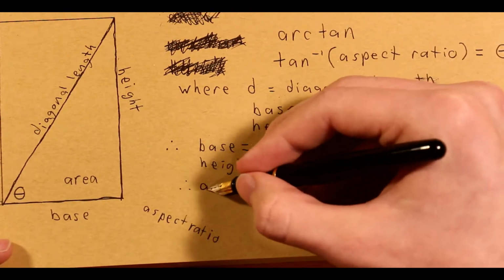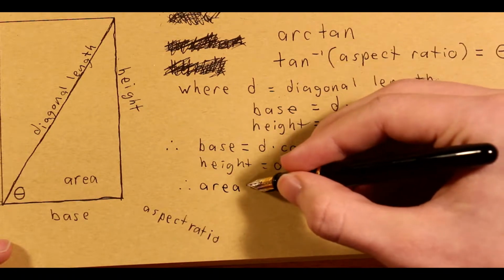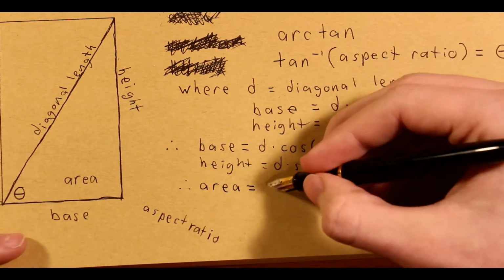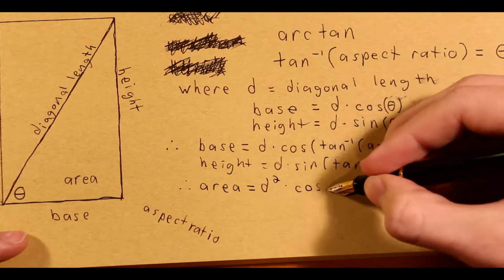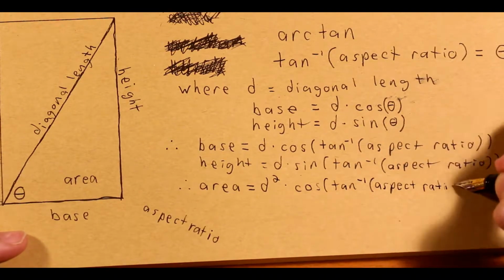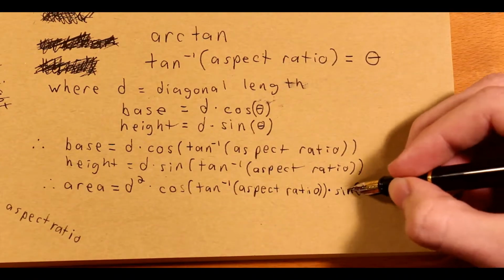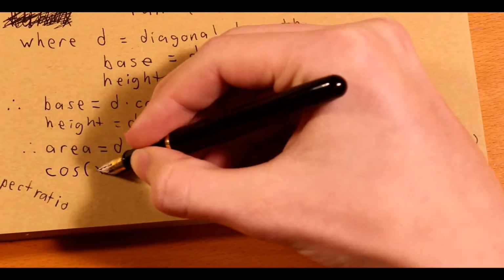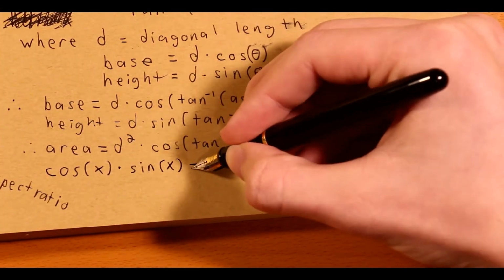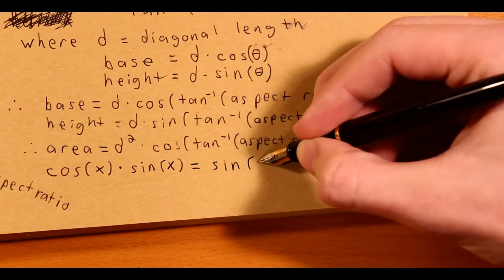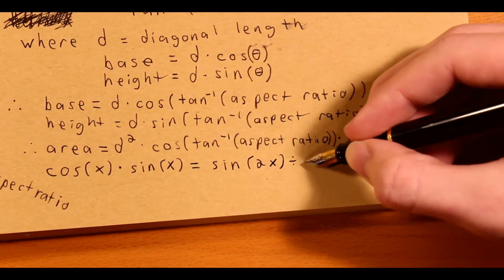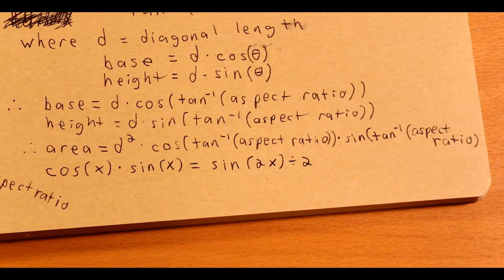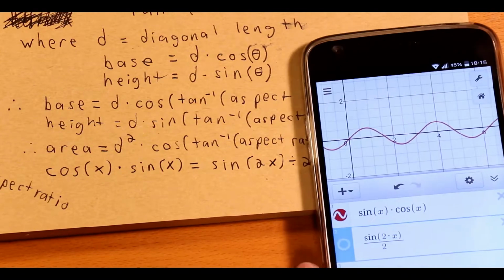Since area is base times height, we can combine the equations to get area equals the diagonal length squared times the cosine of the arctangent of the aspect ratio times the sine of the arctangent of the aspect ratio. Cosine of x times sine of x can further be simplified with trigonometric identities to sine of 2x over 2, which can be proven with the graphing calculator application.